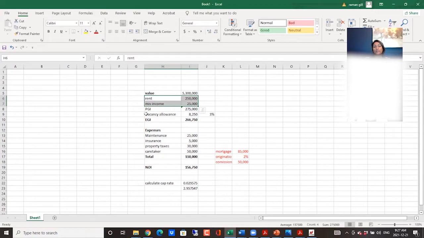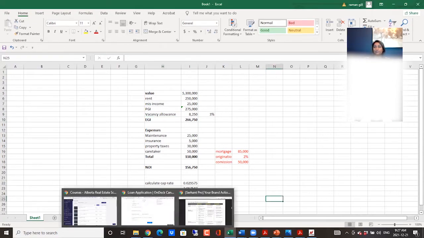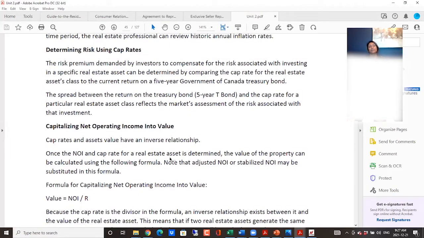And if they ask you to calculate cap rate, they will give you the vacancy allowance, always. Or they will just say effective gross income is this much. Then that means it's already accounted for. Make sense? Yep. Okay. Perfect. So that's how you do the calculation. So that's our cap rate.